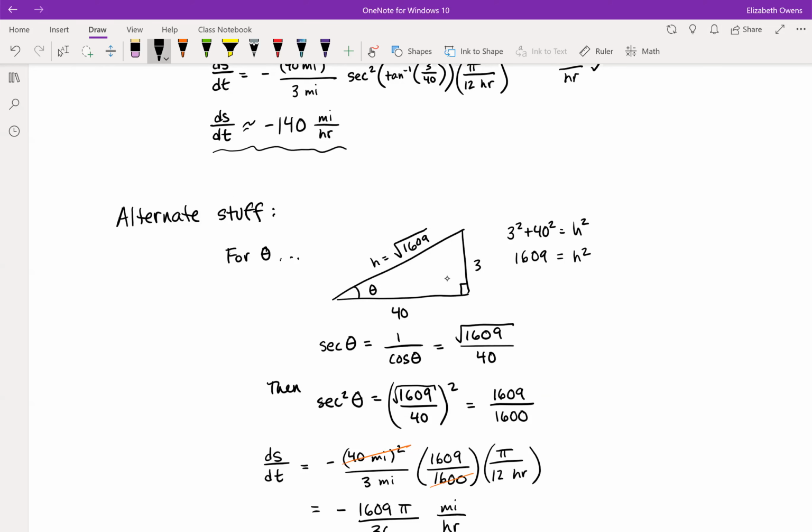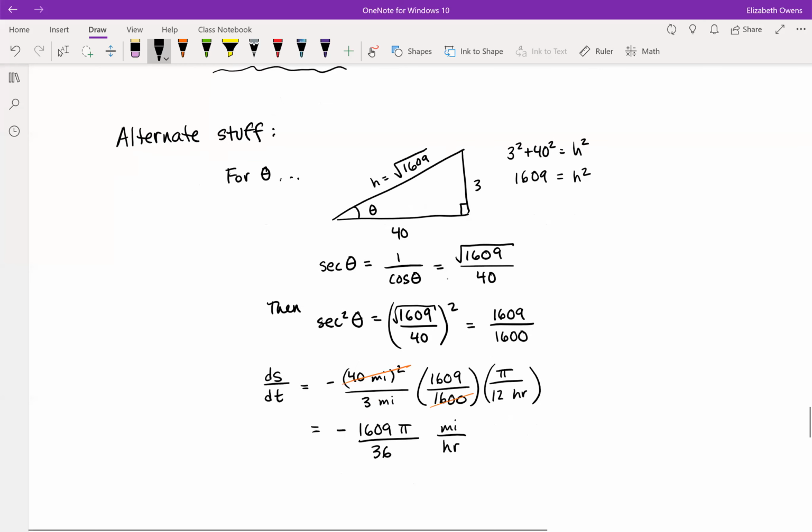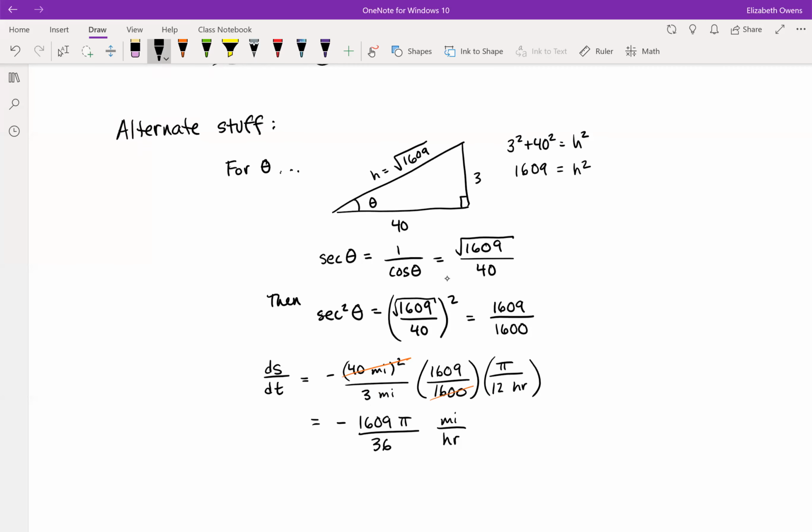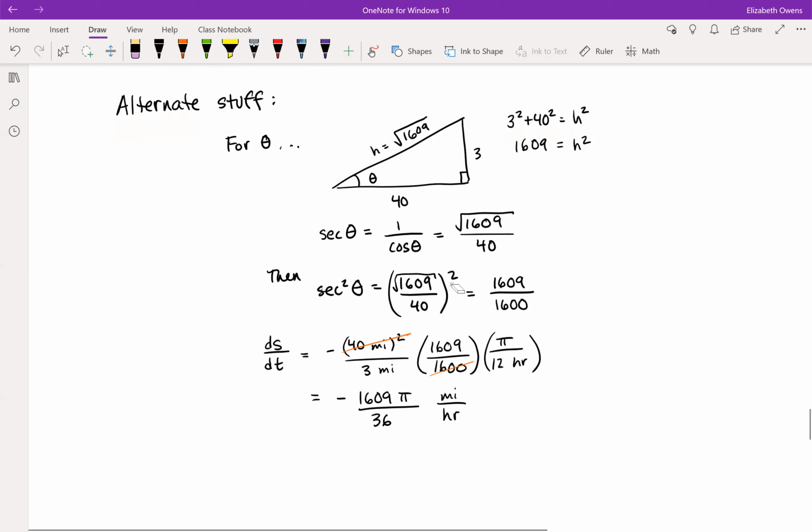And I think I might have said that this turns out nice and even above here. That is actually an approximation, negative 140 miles per hour. Because yeah, we've got pi in there. There's no way that that turned out perfectly evenly. So there's another way to get that approximately negative 140 miles per hour.